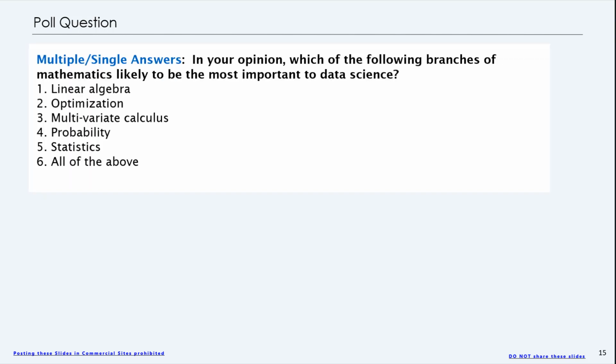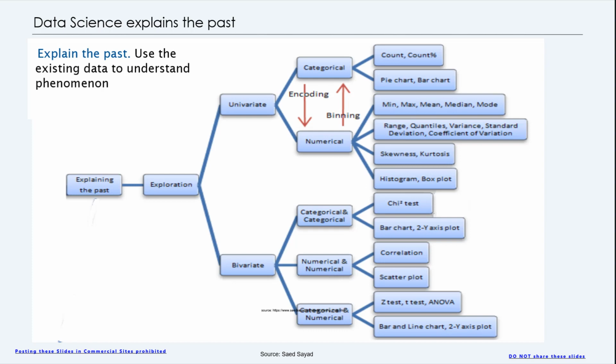The other question you can ask is, in your opinion, which of the following branches of mathematics is likely to be the most important to data science? It turns out that linear algebra is one of the most important areas of data science, and optimization, which is minimization of loss and maximization of the outcome, is very important. Multivariate calculus can be important. Probability can be important, and statistics can be important. So you need to have a good understanding of all of these things. So let's take a look at what we do.